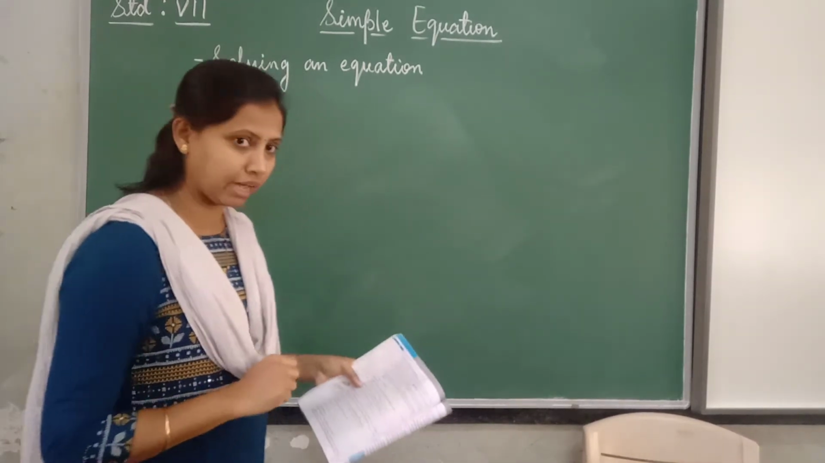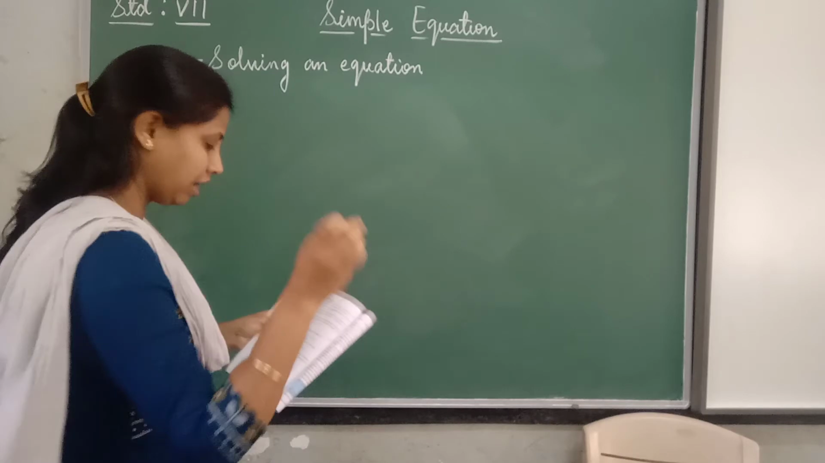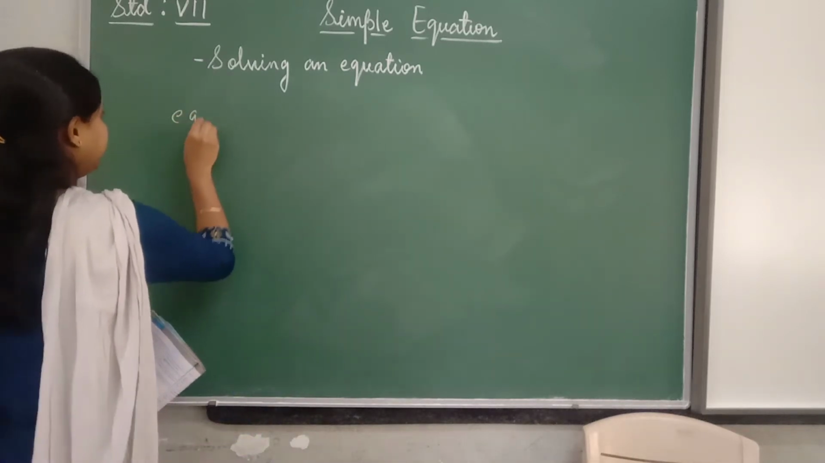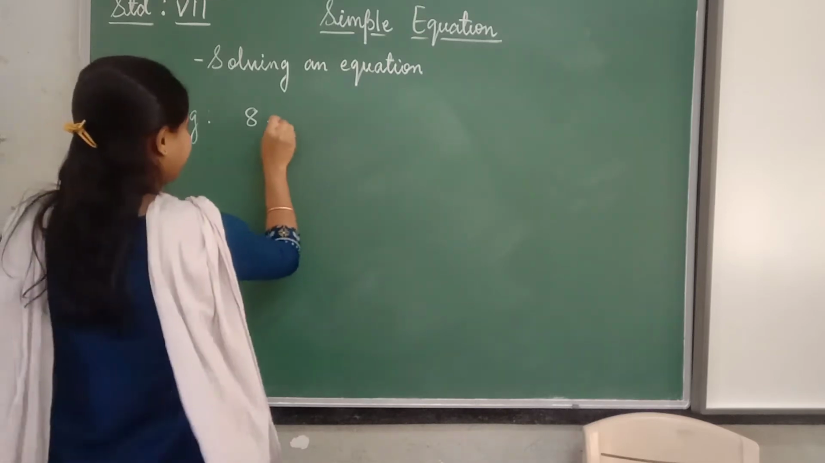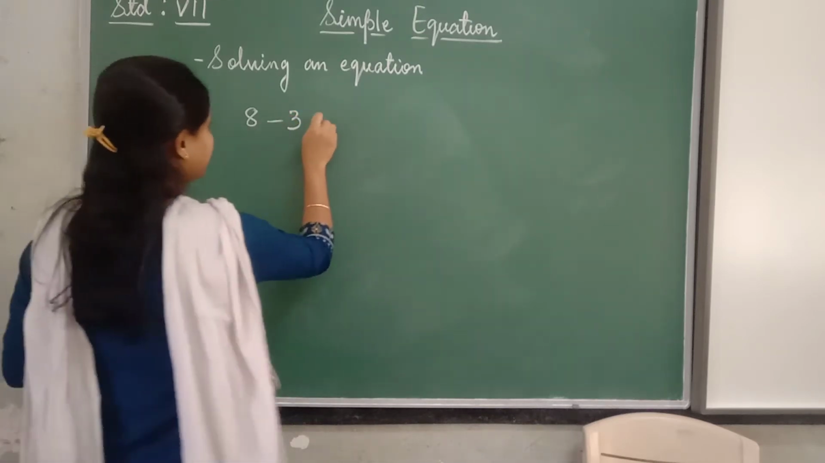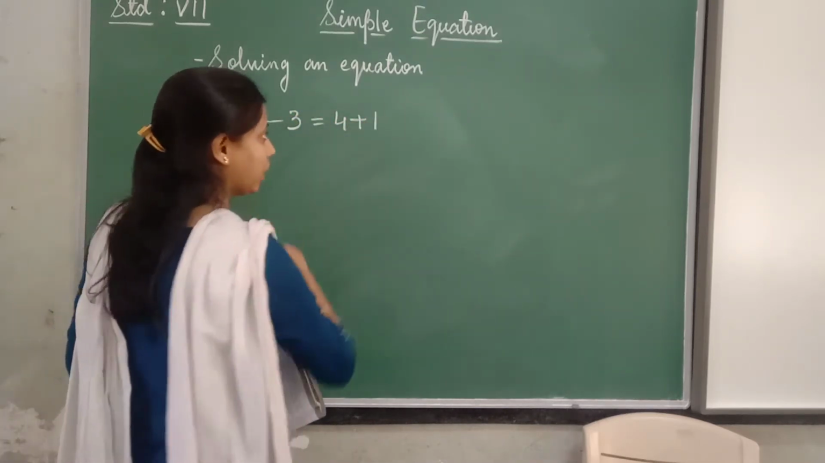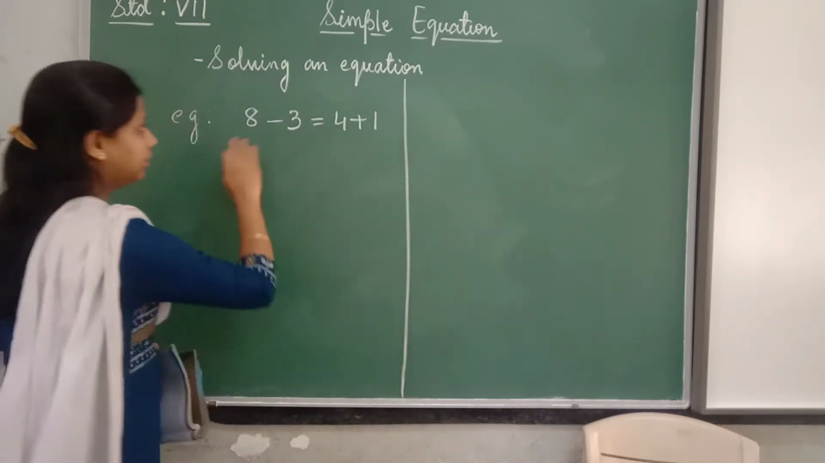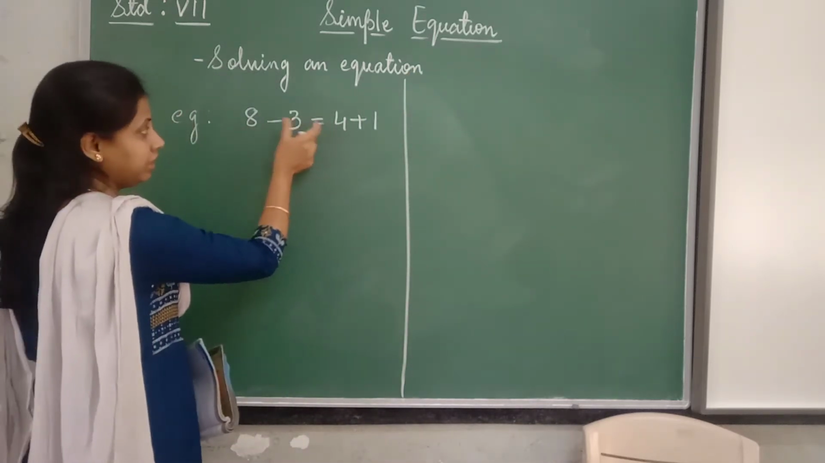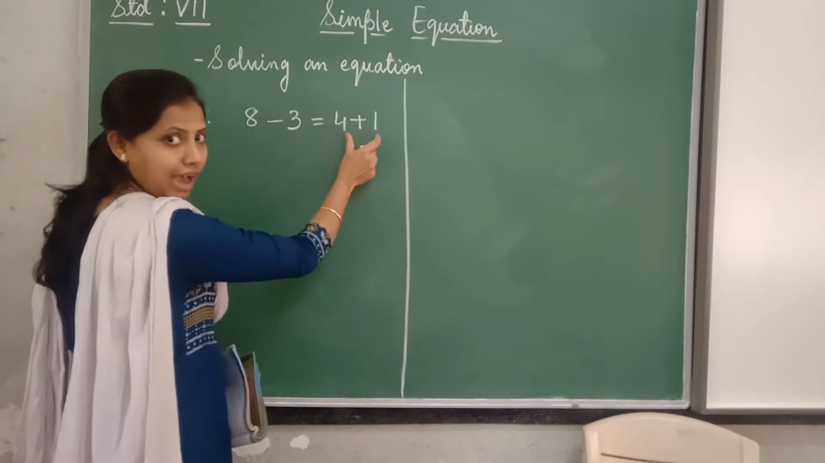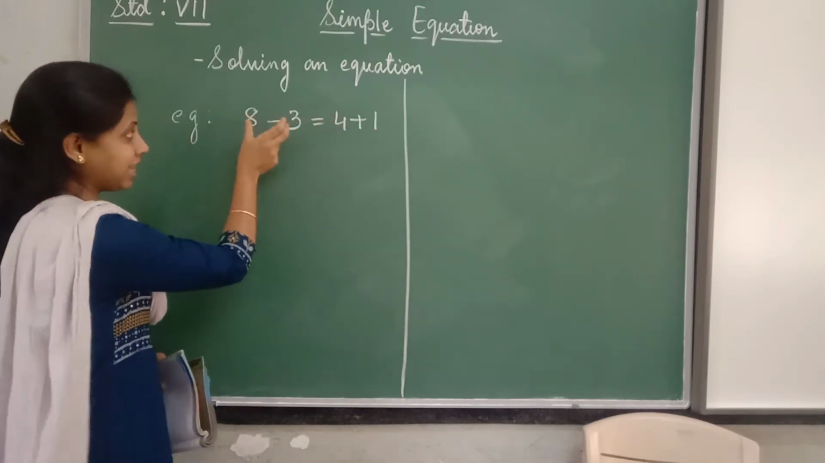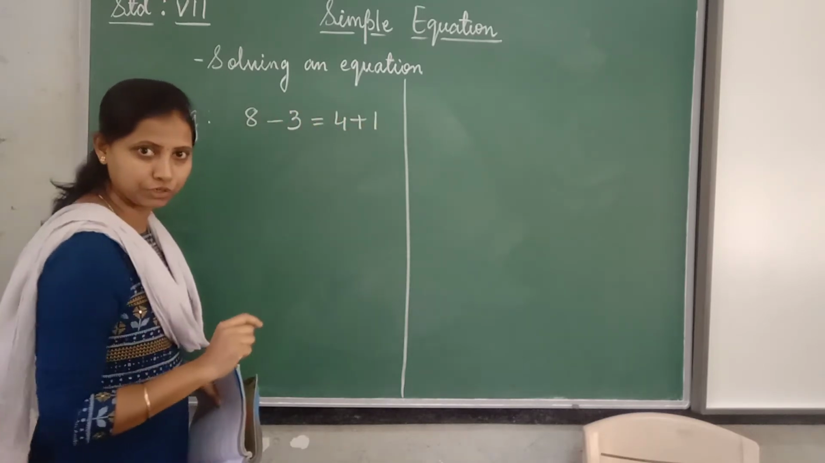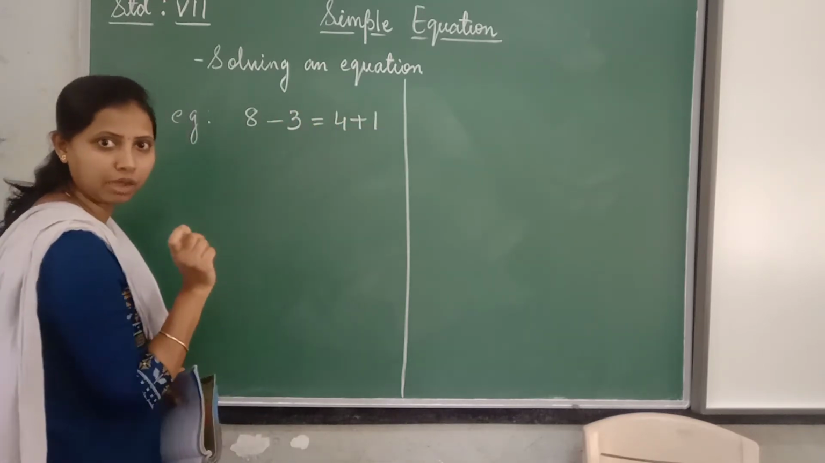Now for example, consider an equality. We will consider a simple example to understand these things. 8 minus 3 is equal to 4 plus 1. This is an equality, which means, children, this is an equation. LHS is there, RHS is there. When the equality sign is there in between, it shows that LHS is equal to RHS always. Just a simple example we are taking.